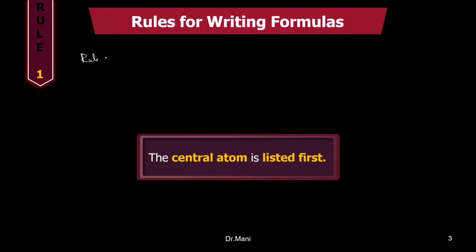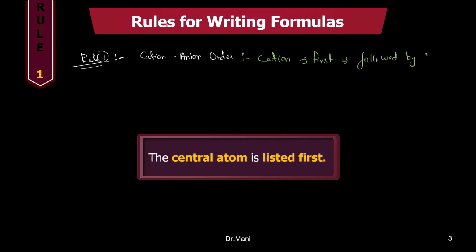First, there will be rule number one. We'll be taking the cation-anion order. So which one is always written first, cation or anion? This is the doubt Shrikar asked me last time. Cation or anion? Yeah. So we will always write the cation first, right? So the cation is first, and this is followed by the anion. Okay, so that's the cation-anion order.